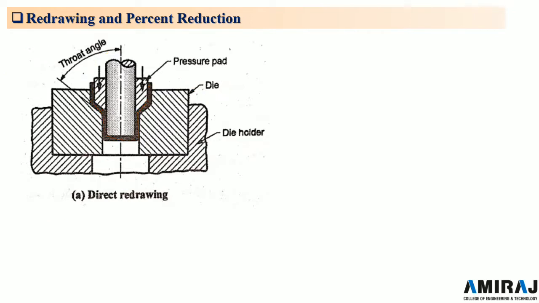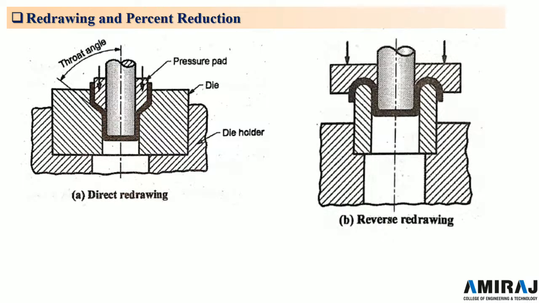Again, one more type of redrawing. The figure shows what is called reverse redrawing. Reversed redrawing does not permit any greater reduction than the direct method. As we can see, it is the reverse form. We can see that in the reverse direction the drawing takes place. So we can say that direct redrawing gives better reduction as compared to reverse redrawing. But here the material is worked more uniformly than in direct drawing.